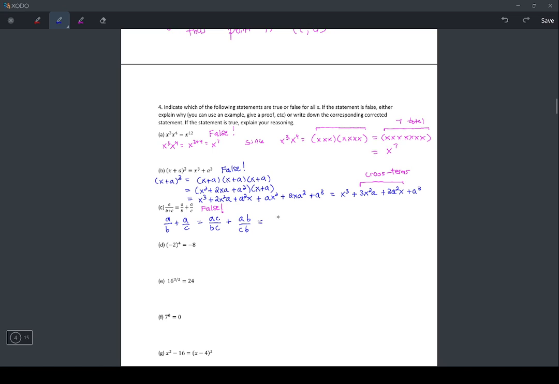Now the bottoms match. We have ac plus ab over bc. Common factor a out. A times c plus b over bc. And that's not equal to a over b plus c. It's not even close.